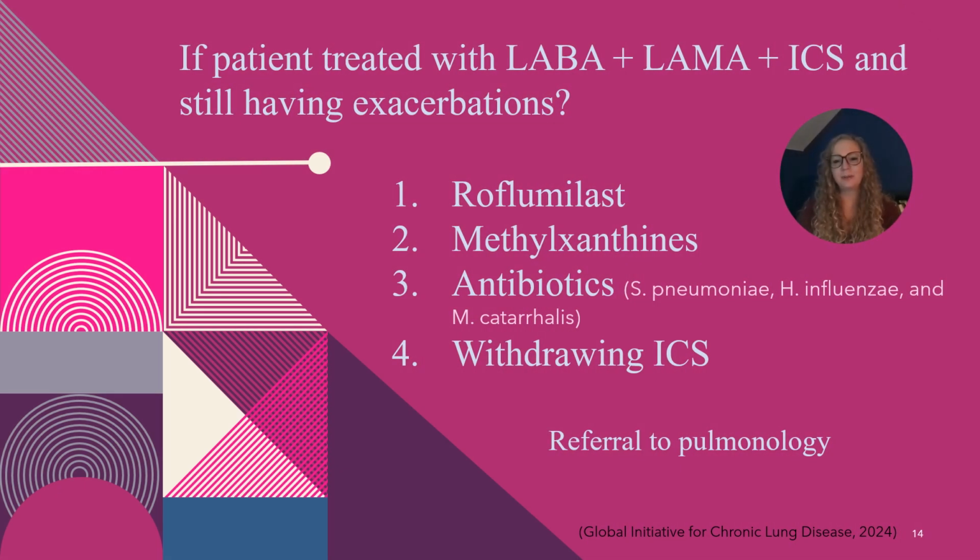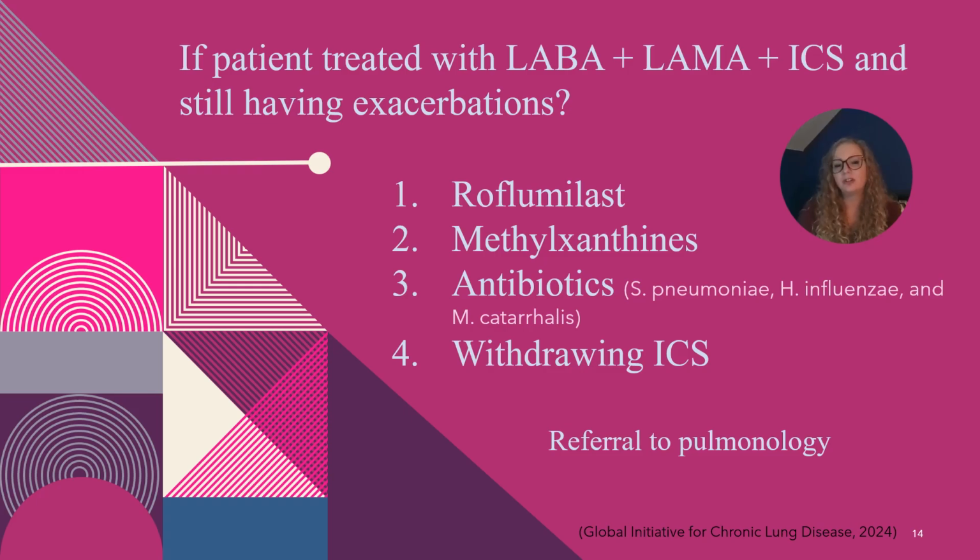How would you treat the patient that comes into your clinic that is already on a combination therapy that includes a LABA, a LAMA, and an ICS, and they're still having exacerbations? Where do you go from there? If you haven't already done so, referring to pulmonology would be the next step. You want to collaborate with pulmonology to figure out the most optimal treatment plan for this patient.